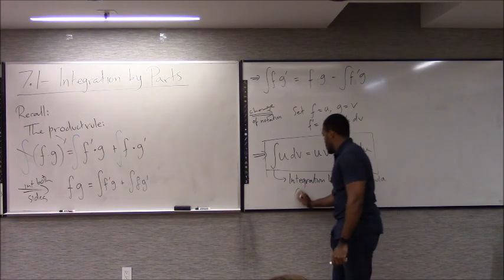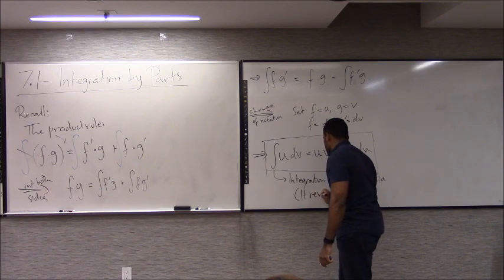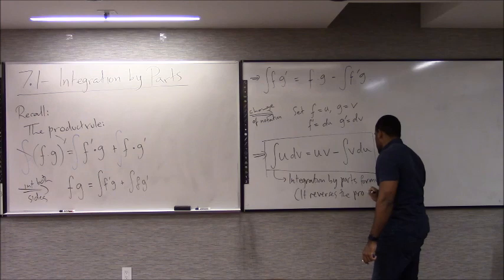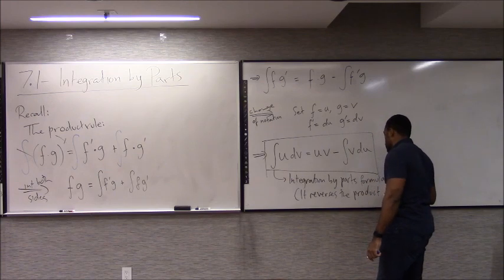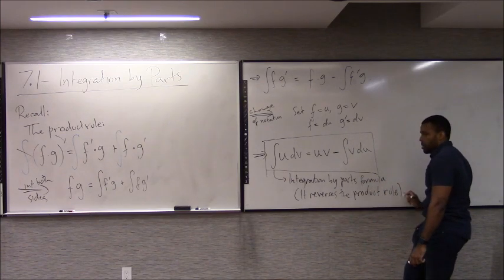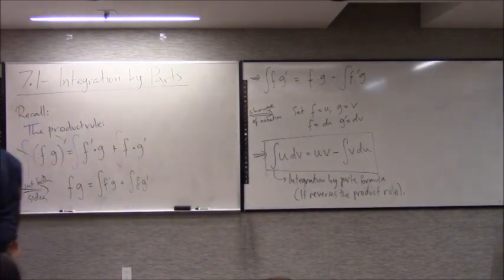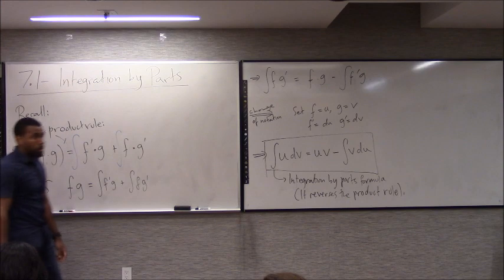And as you would notice, it reverses the product rule. So remember what integration by substitution was. That was just the reverse of the chain rule. Turns out we can also reverse the product rule. And the result of doing that is integration by parts.